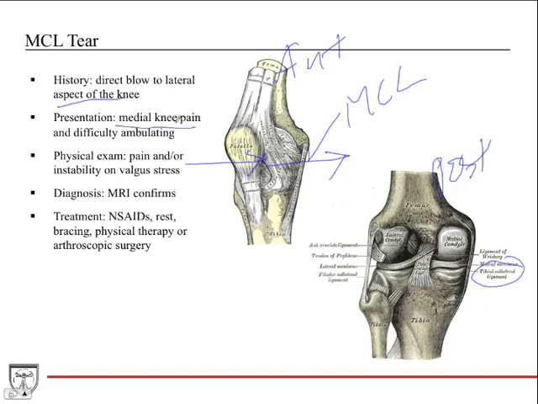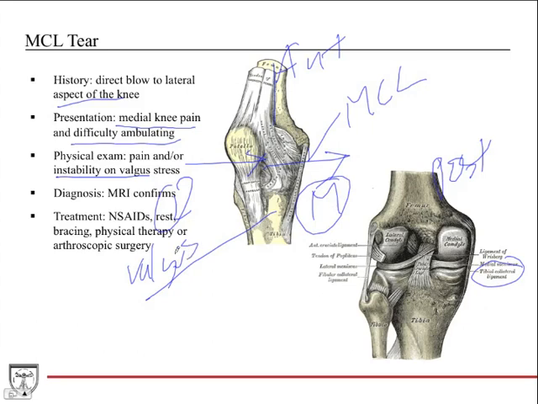Presentation, they're going to have knee pain on the medial aspect and then difficulty ambulating. Physical exam, they're going to have pain and or instability on that valgus stress. So you remember the MCL prevents valgus stress, so out this way, out laterally. Here's medially. So valgus, remember L, lateral, and it goes out this way. So if you press out this way and you push the tibia out this way and there's pain or if there's some instability as you can go further than normal, that can tip you off to an MCL injury. You have that on an exam, you get an MRI that can confirm the injury.